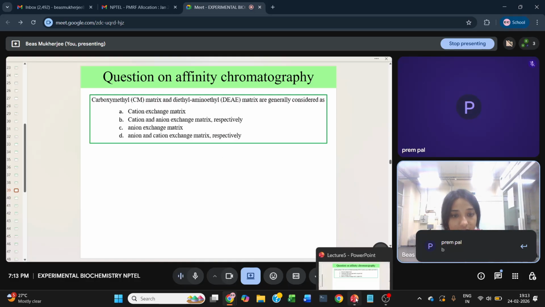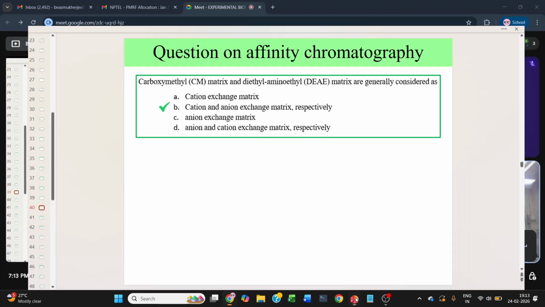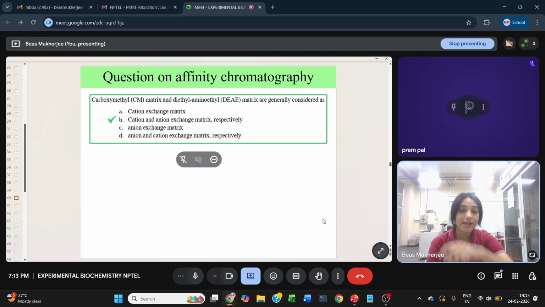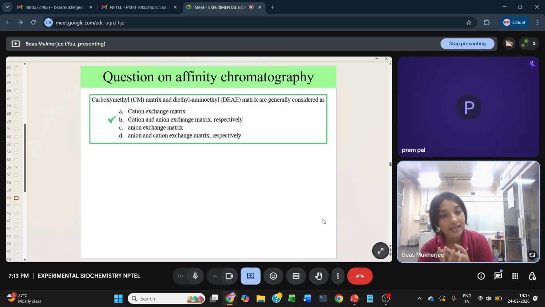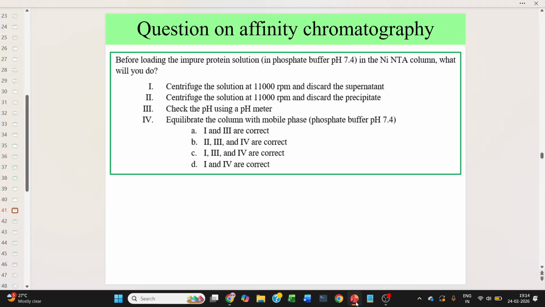B. Okay, very good. Let's see. Yes, correct. So B is the right answer. For carboxymethyl, since it is COO minus, it will be a negatively charged cation exchange matrix. Correct. Because only then the cation will bind to it if it has a negative charge. Okay, we'll go to the next question.